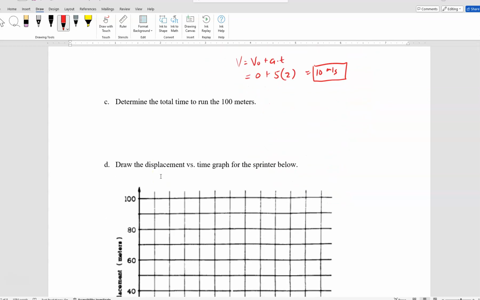The total time they're on the 100 meters, well, this is going to be to solve for the time of constant speed. So, I mean, you could do this if you want, plus 1/2 a t squared, but at the end there's no acceleration.